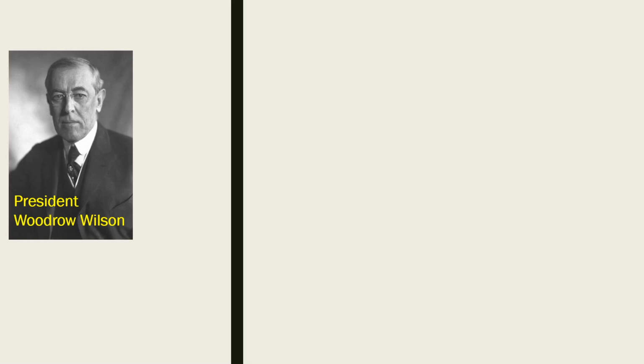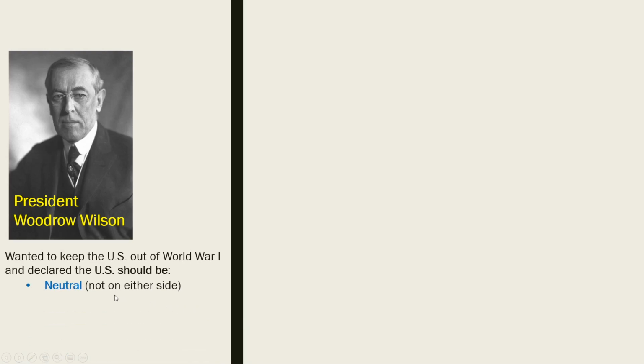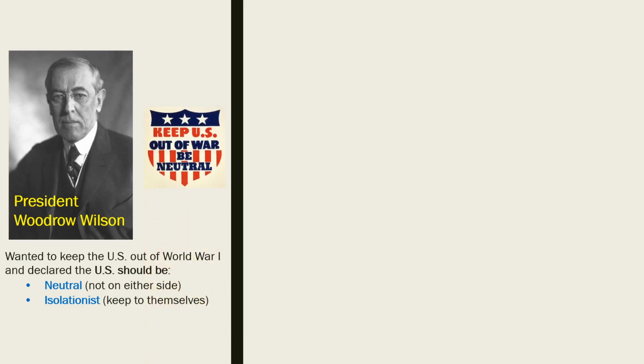That's what our founders like George Washington had warned the United States to do, not get entangled with the conflicts of Europe. So President Wilson declared that the US should be neutral, not on either side of the war. Don't join the Allies, don't join the Central Powers, and keep ourselves isolationist. Don't get involved too much in their affairs. Don't pick sides. So you keep the U.S. out of war. Be neutral.